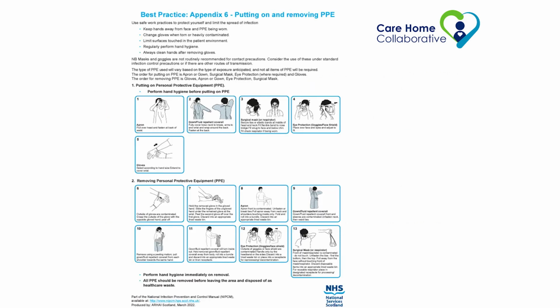Appendix 6 of the National Infection Prevention and Control Manual provides a helpful poster advising the correct order for donning and doffing. Hand hygiene should be carried out prior to putting on and immediately after removing PPE. PPE should be removed immediately before leaving the isolation area and disposed of as healthcare waste or by following local regulations for the handling of waste considered infectious.